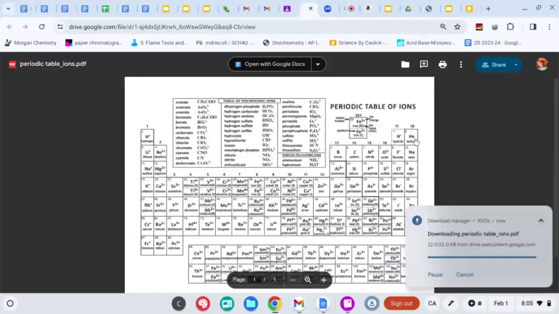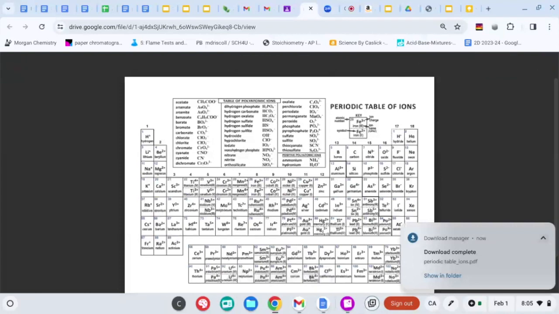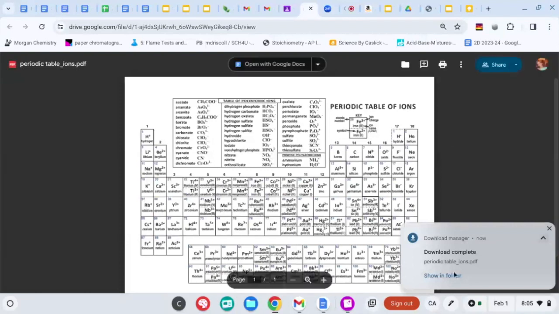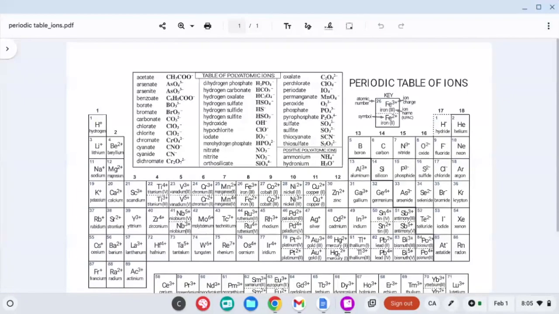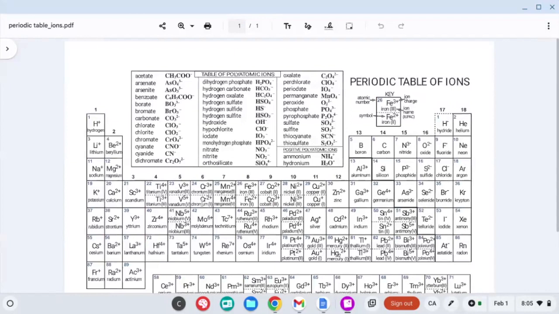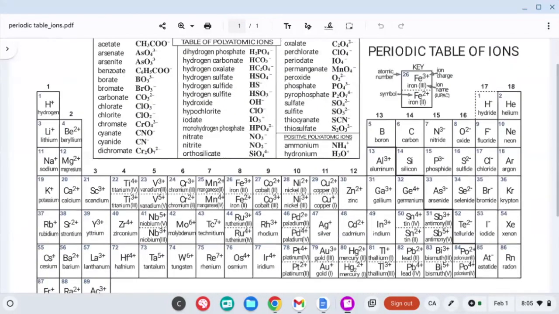This is our periodic table of ions. We're going to look at the periodic table of ions to find the different elements in that compound. So here's copper, Cu.